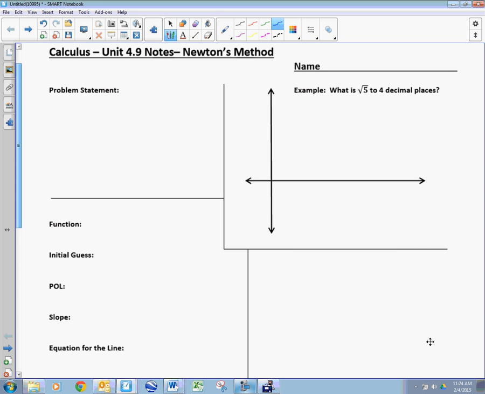His work was published very quickly. Math duels were kind of over by this time. The printing press came around, and a lot of stuff was then open for people to see. So, your problem statement.